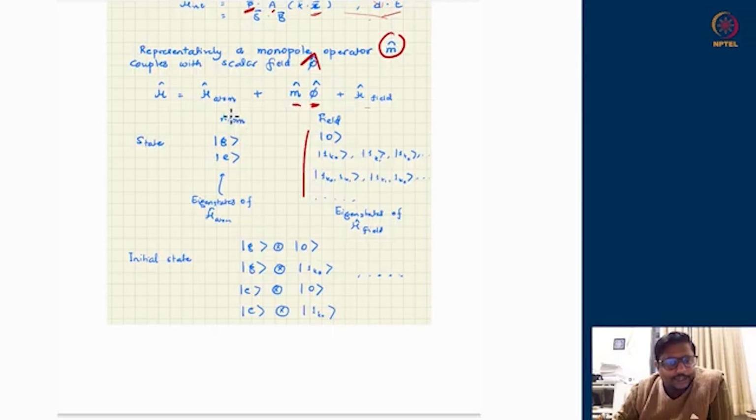So I have an atom with two levels and a scalar field with as many Fock basis elements as it comes with. Therefore, I can prepare my initial state by taking one state from here and one state from here and writing them as a tensor product. That would be something called a separable state. Towards the end, most likely we will be discussing non-separable, entangled kinds of states if time permits. But right now, I'm starting with initial states of the kind where I have taken one state from the atomic sector and one state from the field sector.